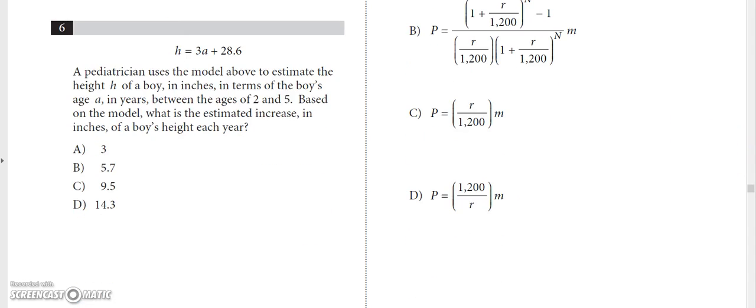It says a pediatrician uses the model above to estimate the height of a boy in inches in terms of the boy's age A in years between the ages 2 and 5. Based on the model, what is the estimated increase in inches of a boy's height each year?